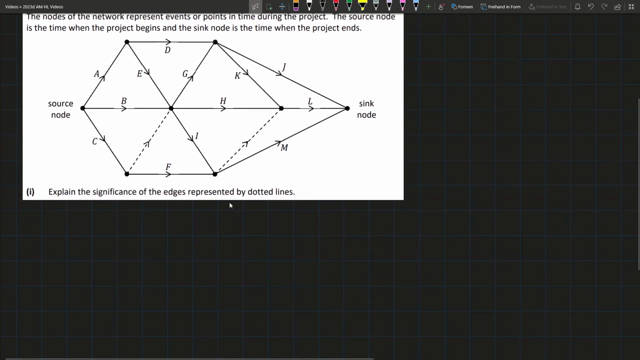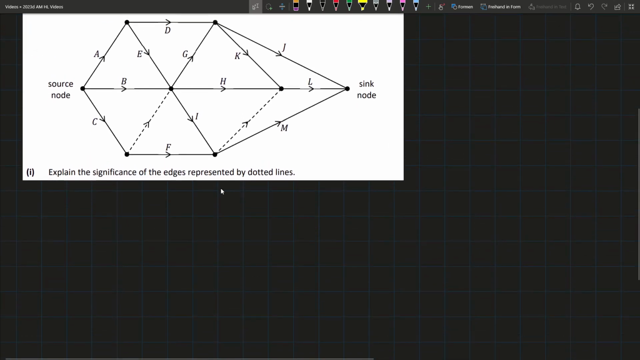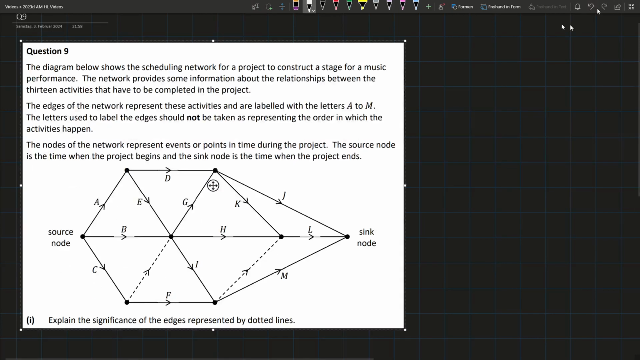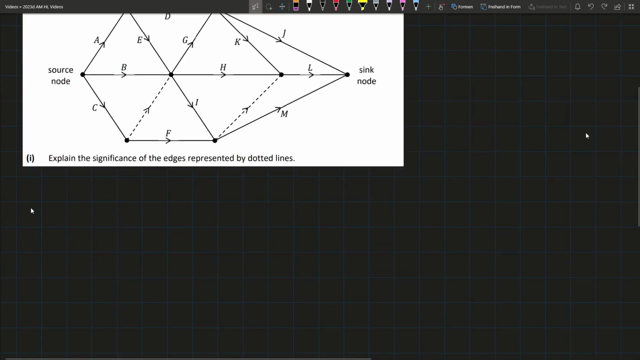So there's a lot you could say about this. I'm going to show you everything that I would say about it. Obviously, the marking scheme doesn't have that much, but I'm just going to show you everything because you want to write as much as possible just in case, because there's no indication as to how much detail you need to include. So I guess the first thing you could say is they are called dummy activities.